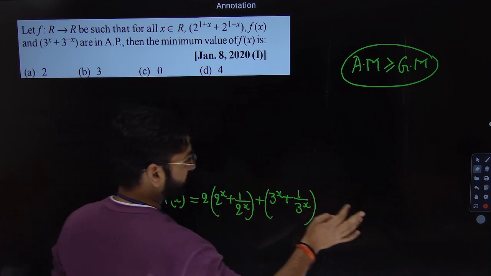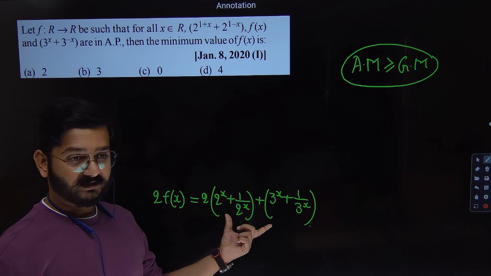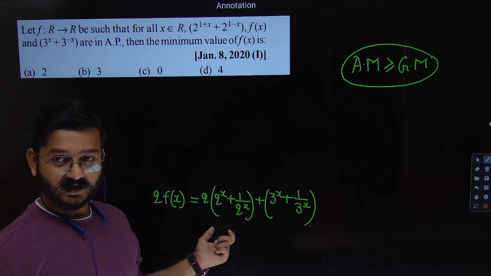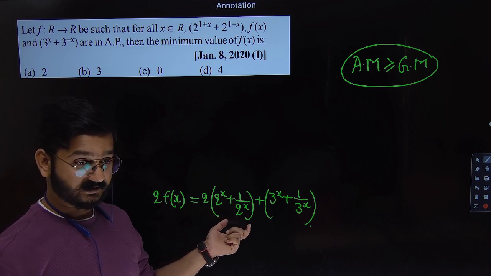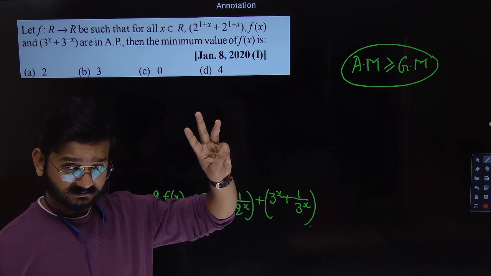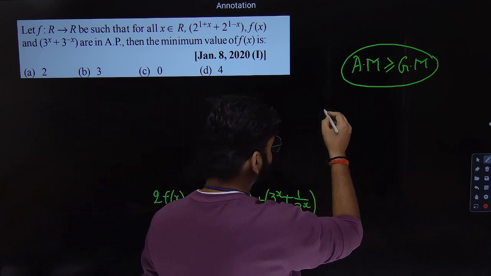So I need to find the minimum value of f of x. Okay. So f of x depends upon how many terms? Count the terms. 2 or 3? 3. This is repeated 2 times. So how many terms are there? 3. So in general, we write like this. All of you see here.